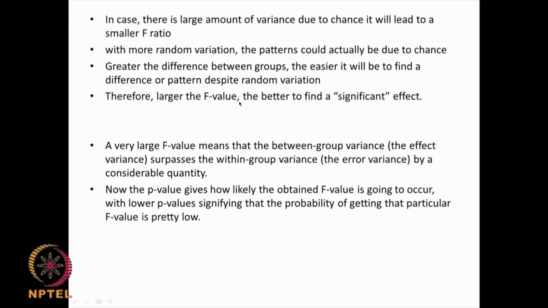So, the larger the f ratio, the better to find a significant effect. If I am comparing 2 sets of drugs or 2 sets of instruments, I need to have a larger f ratio. So, my repeatability variation should be very small. That means the within sample error should be very small. So, I am introducing a new term, called within sample error.